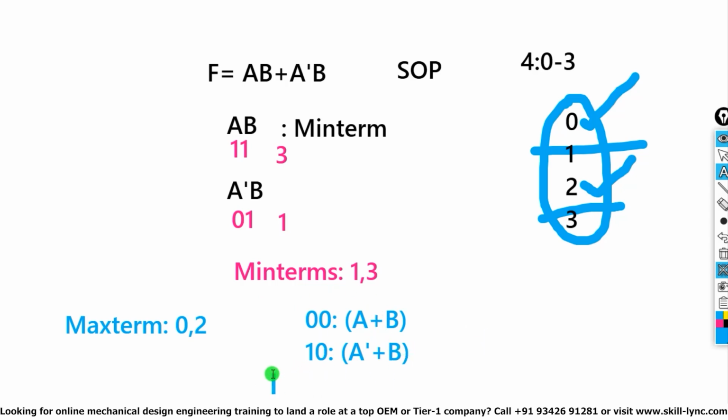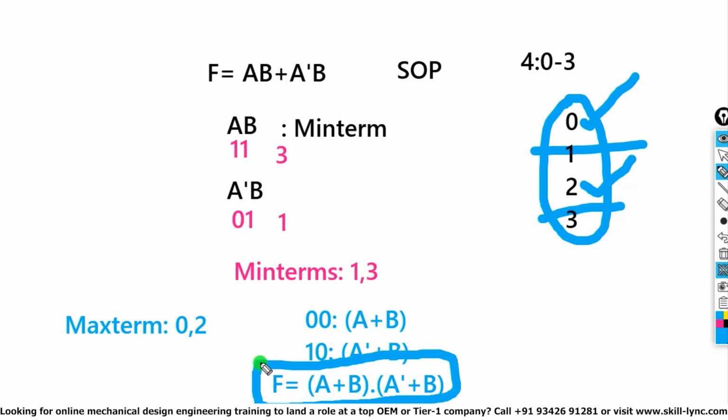At last, we are getting a function that will be f equal to A plus B, means this sum term, dot the second sum term, that is A bar plus B. So this is the final answer that we are getting. F equal to (A plus B) into (A bar plus B). This is your final answer. Means this is how we are converting from SOP to POS.